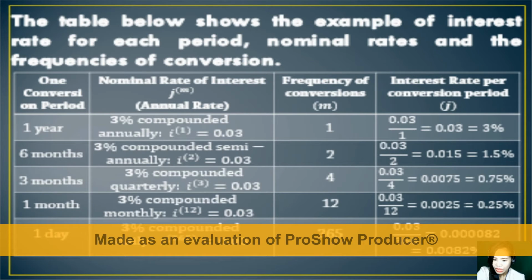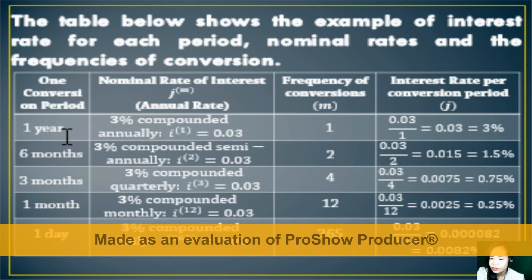Now, the table below shows the example of interest rate for each period, nominal rates, and the frequencies of conversion. So take note that the first column is all about 1 conversion period. The second column is all about nominal rate of interest. The third column is all about frequency of conversions. And the fourth column is all about interest rate per conversion period.